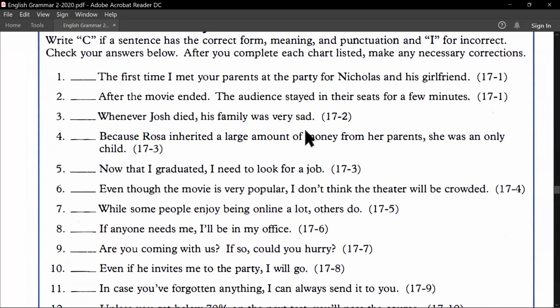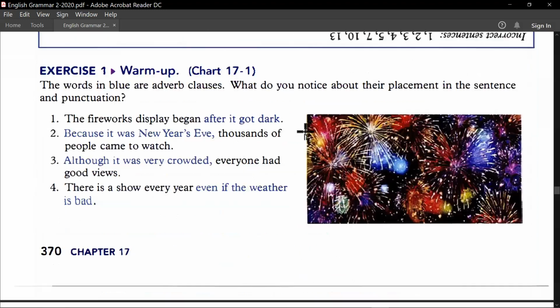This is a new chapter, new topic, new kind of dependent clauses, which are adverb clauses. The words in blue are adverb clauses. What do you notice about their placement in the sentence and their punctuation? The fireworks display began after it got dark. This, after it got dark, is an adverb clause.